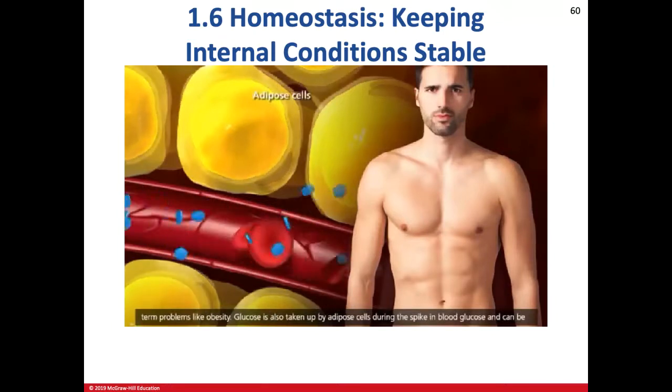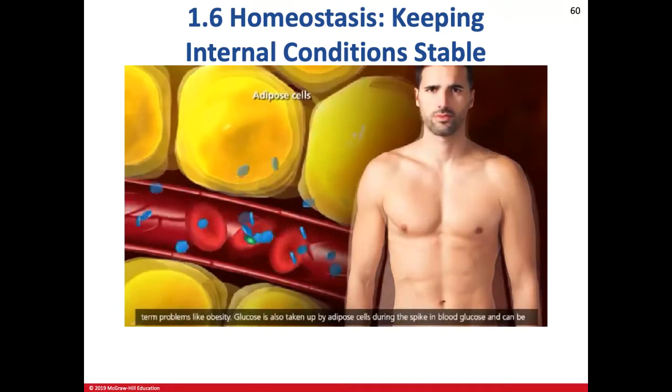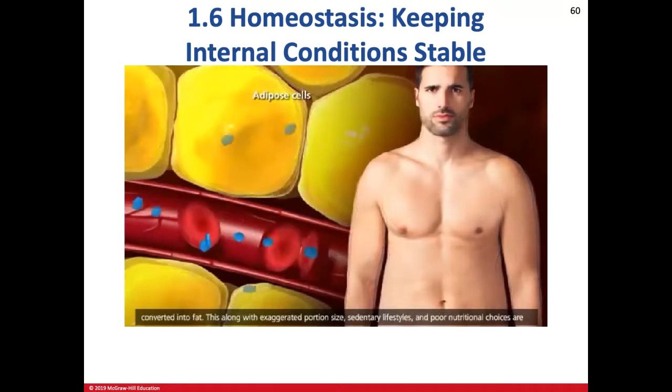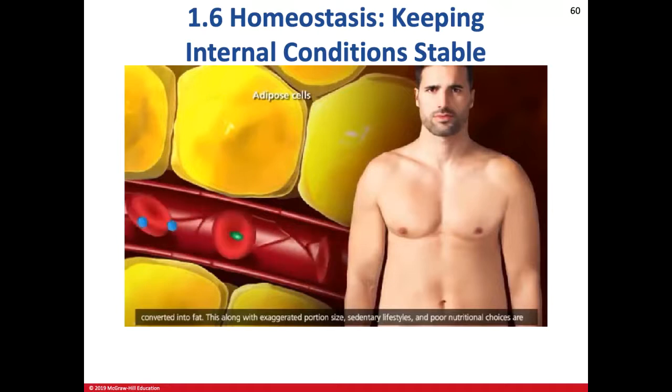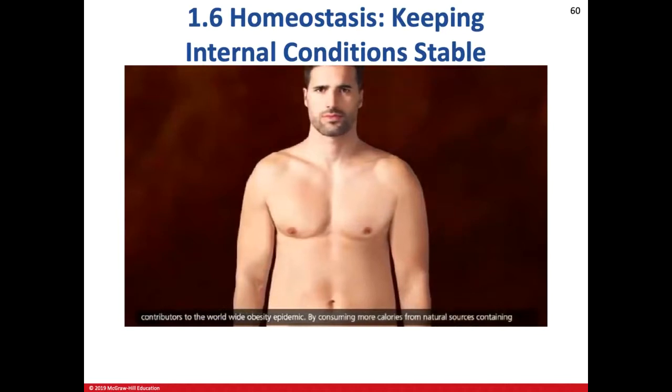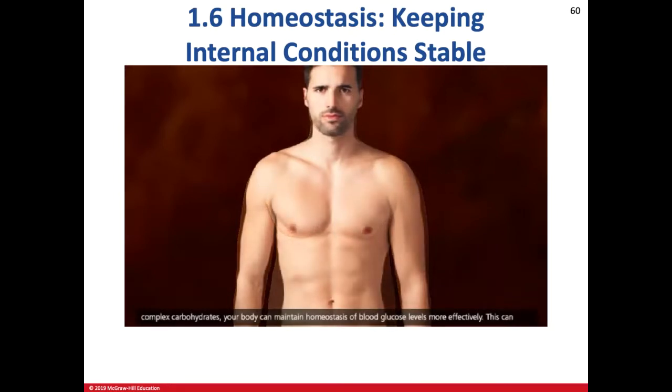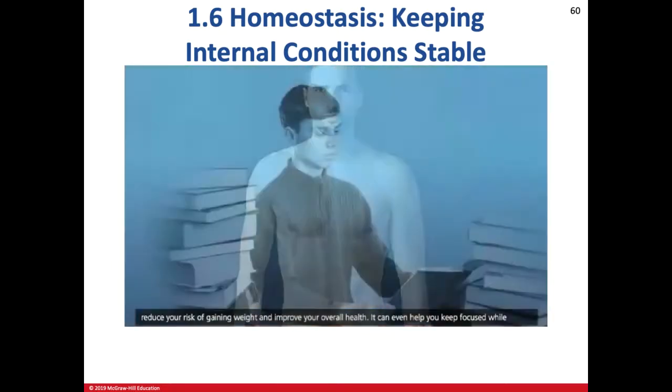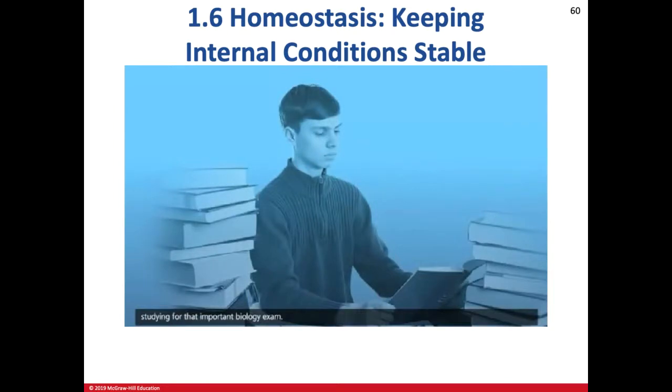Glucose is also taken up by adipose cells during the spike in blood glucose and can be converted into fat. This, along with exaggerated portion size, sedentary lifestyles, and poor nutritional choices, are contributors to the worldwide obesity epidemic. By consuming more calories from natural sources containing complex carbohydrates, your body can maintain homeostasis of blood glucose levels more effectively. This can reduce your risk of gaining weight and improve your overall health. It can even help you keep focused while studying for that important biology exam.